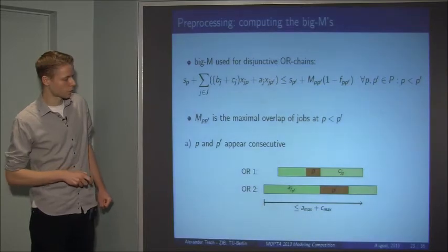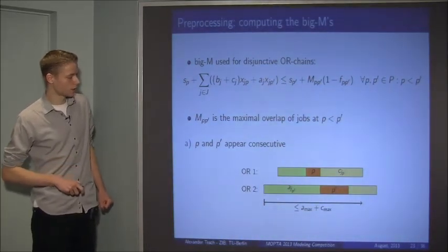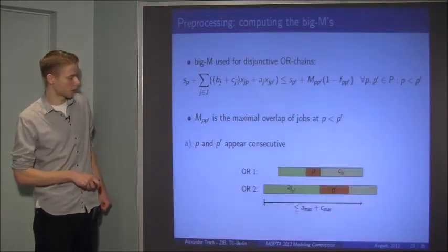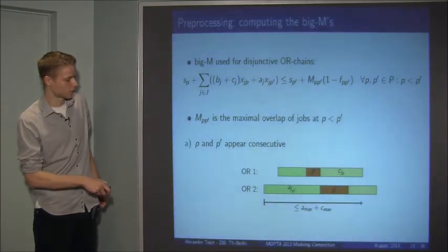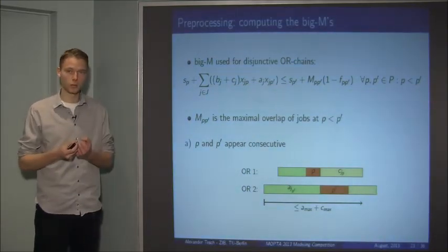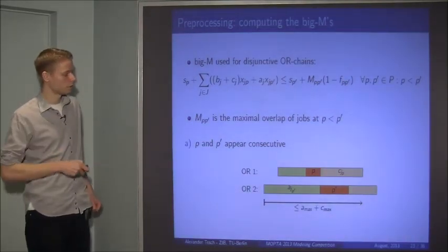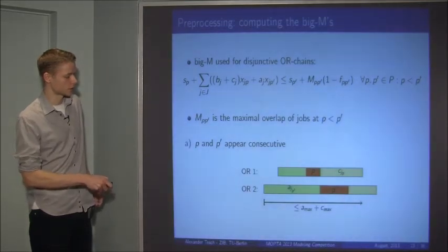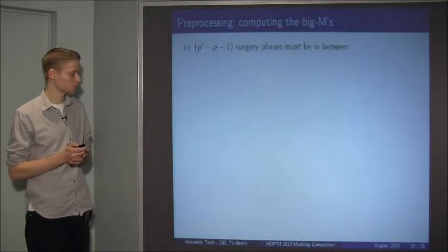We have given a job at position P and another job at position P prime, and M_PP' is the maximum overlap, and this is exactly this kind of distance here. And as we have to find upper bound values for these big M parameters, the maximum value for this is exactly the maximum value of the preparation time and the maximum value of the cleanup time.